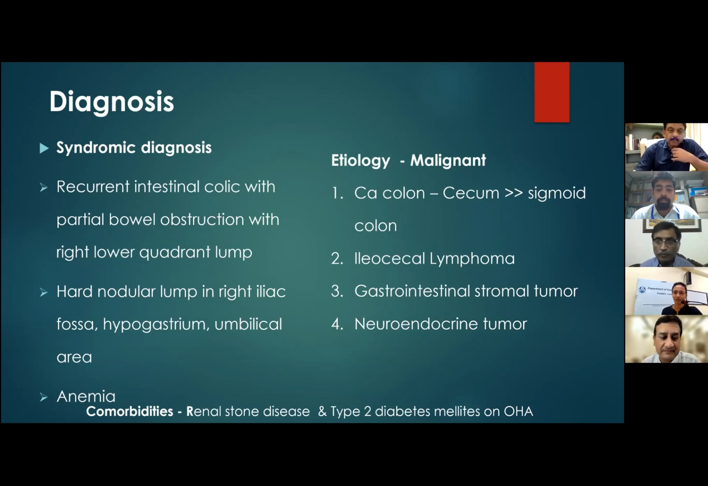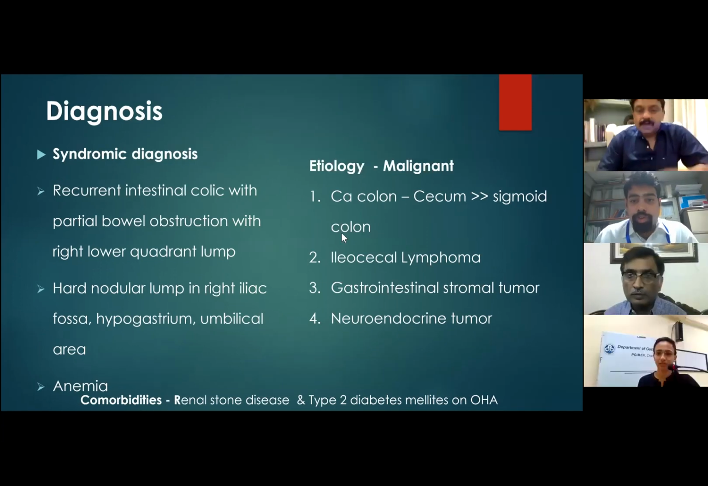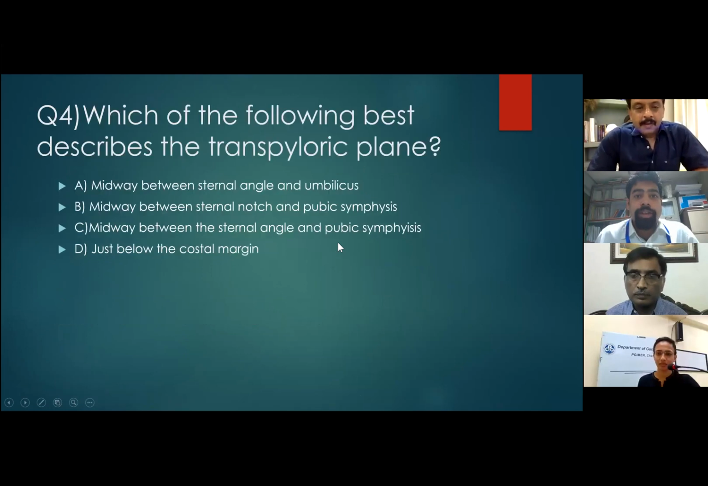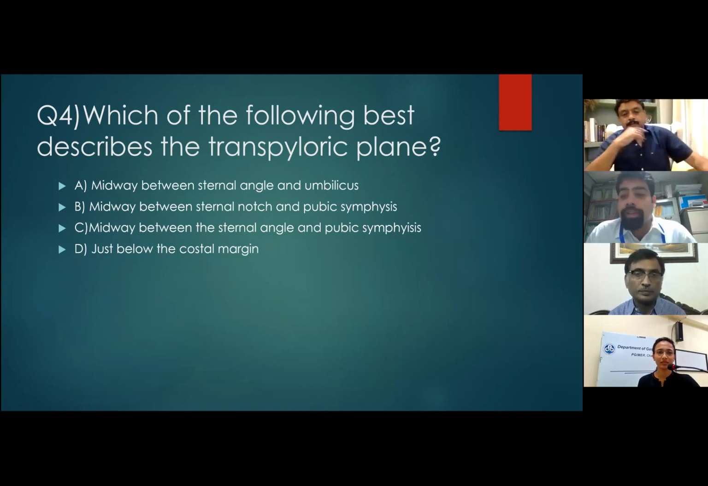So can we move ahead now? Since we have just finished with the examination, it's good to brush up our knowledge. We have a poll for the audience. Which of the following best describes the transpyloric plane? It lies midway between the sternal angle and the umbilicus, midway between the sternal notch and pubic symphysis, midway between the sternal angle and pubic symphysis, or just below the costal margin. Yogita ji, can we please run the polls?